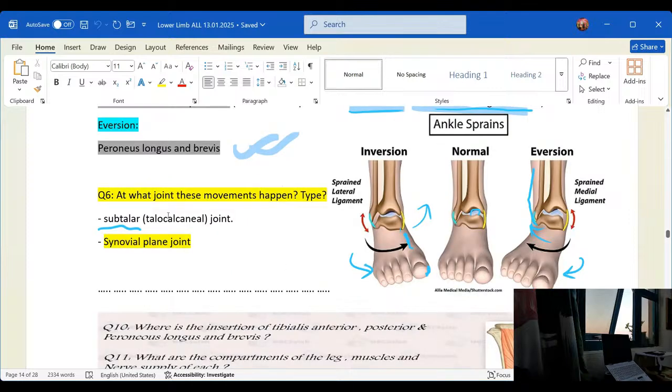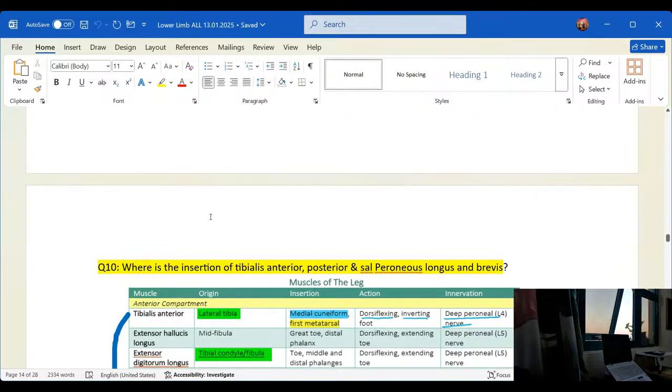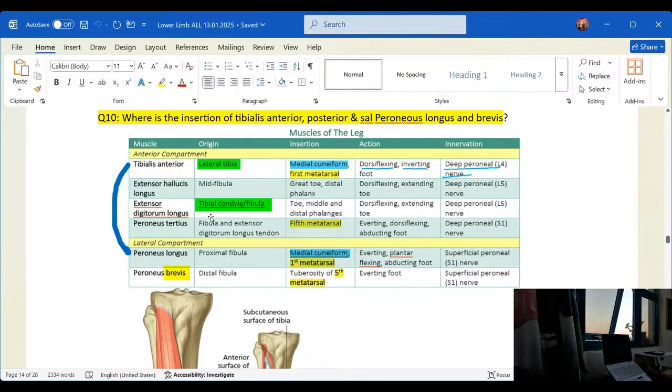At what joint do these movements occur? Subtalar joint. It is a pivot type of synovial joint. Tibialis anterior inserts into the medial cuneiform and the first metatarsal, and tibialis posterior into the medial cuneiform and the navicular. Peroneus longus inserts into the medial cuneiform and first metatarsal, and peroneus brevis into the tuberosity of the fifth metatarsal.